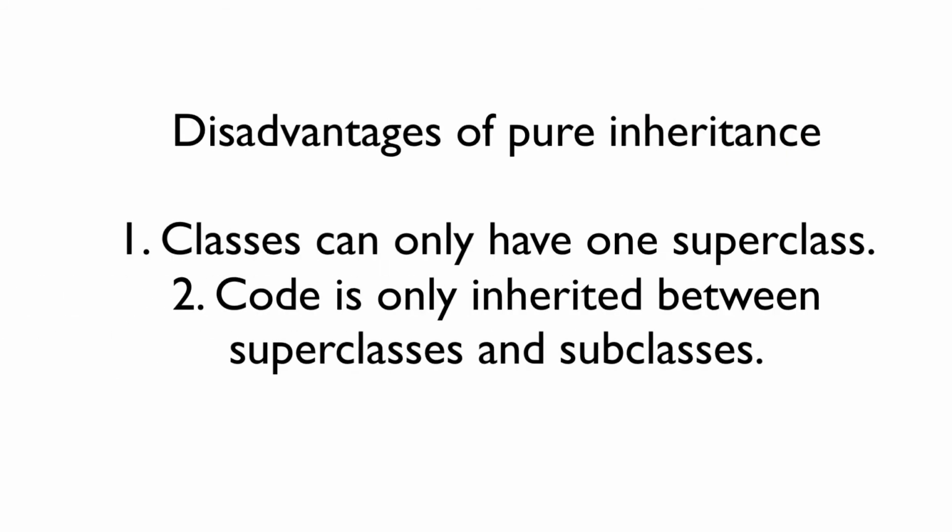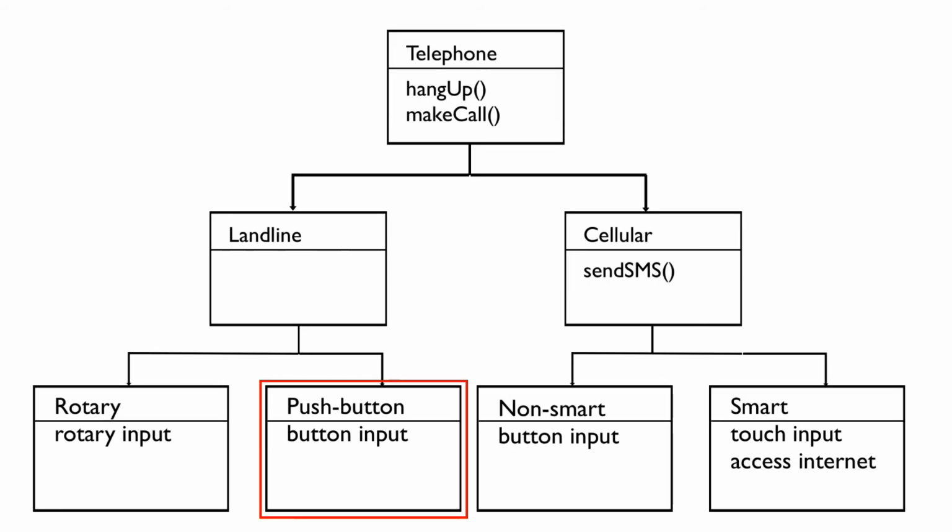Second, code is only inherited between superclasses and subclasses. In the example, the push-button landline and the non-smart cellular both need to deal with buttons being pushed, but neither of them inherit from the other. In the pure inheritance model, they wouldn't be able to share common code without introducing another solution like composition.